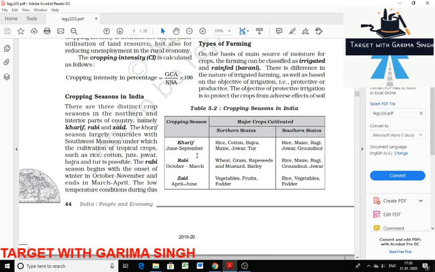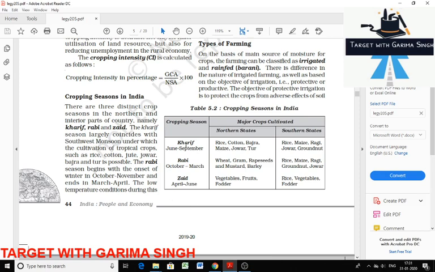In northern states you find rice, cotton, bajra, maize, jowar, tur, and in the south also the same, with groundnut and ragi added. Then Rabi crops, which are basically grown in winters, October till March. In March they are harvested. Examples are wheat, gram, rapeseed, mustard, barley. In southern states, groundnut and rice are cultivated in all three cropping seasons, but in the north you get different varieties of crops; what you find in Kharif you will not find in Rabi. Then Zaid: vegetables, fruits and fodder, that is the fruit season completely, fruit and vegetables.